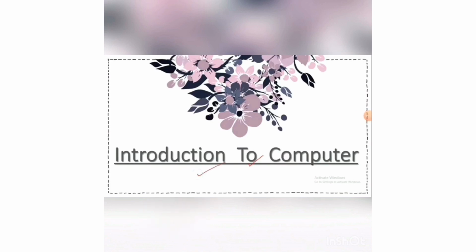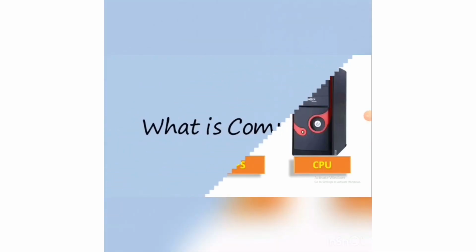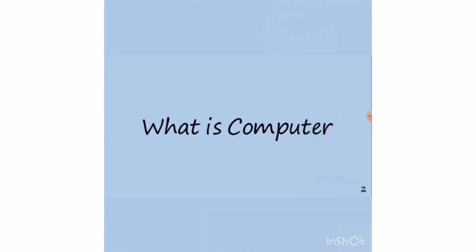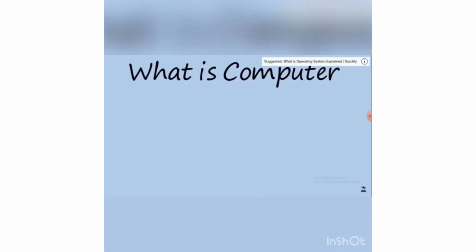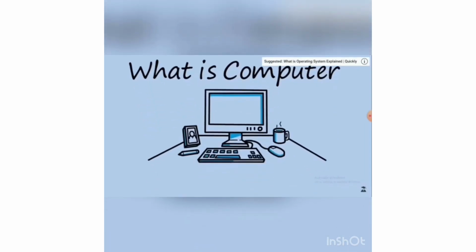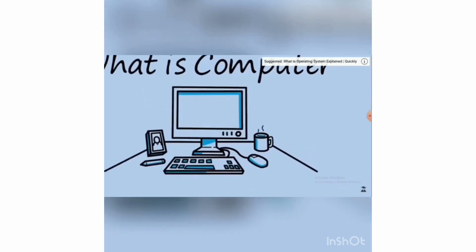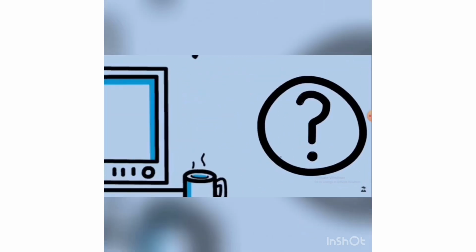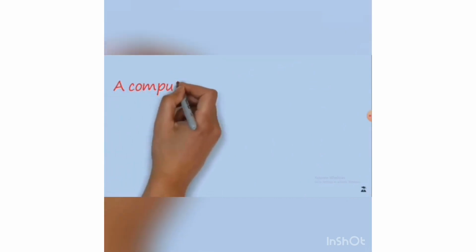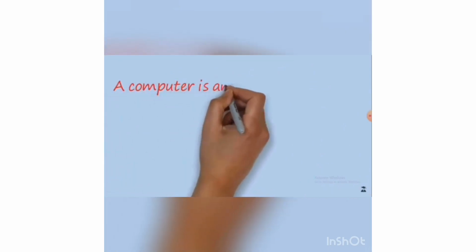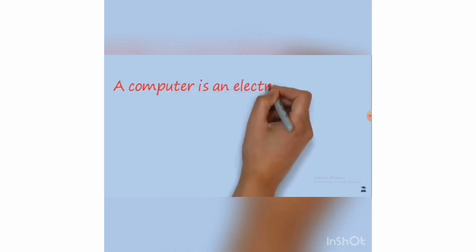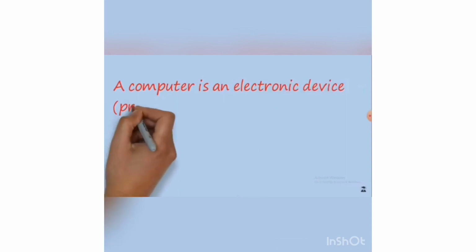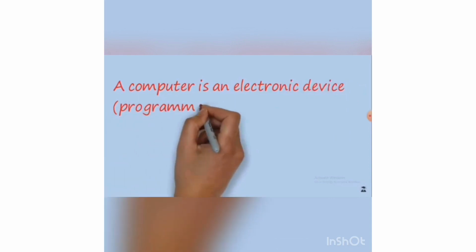Introduction to computer in detail. So again revise it. What is computer? You have already seen this computer in your computer lab or at home. So the question comes to mind, what exactly is this? So in general language, if you want to define this computer, a computer is an electronic device. It needs electricity, that's why it is an electronic device.